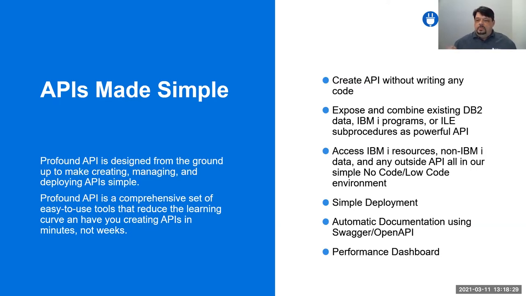We're going to be able to access not only our IBM i resources, but also consume other API that are outside of IBM i. We're going to be able to reach out to other databases. The reality is while our core systems are most likely running on IBM i, we likely have other systems in our enterprise, and we need to be able to actually integrate with those systems. And this is going to allow us to do that. We're going to be able to deploy these API very simply. If you can click save, you can deploy an API. And not to mention, it's going to document it for us.